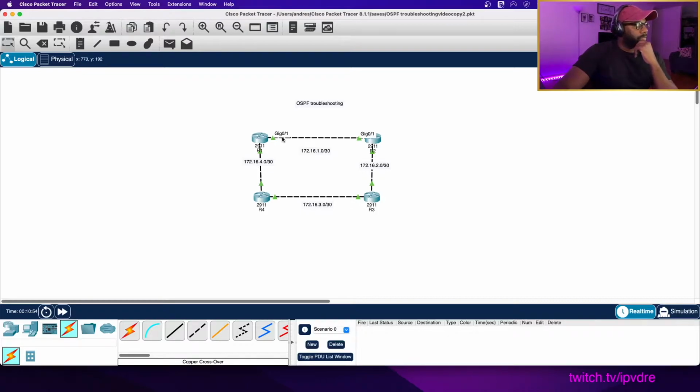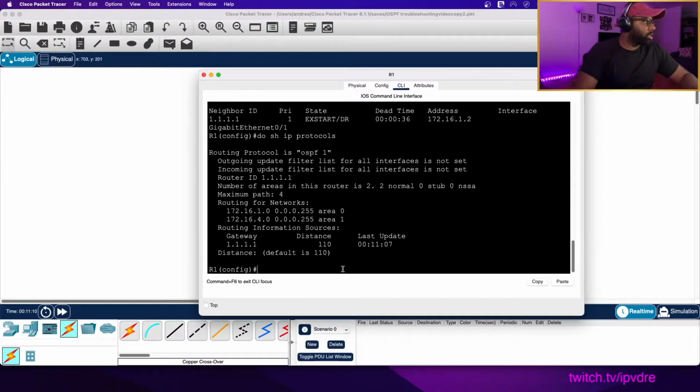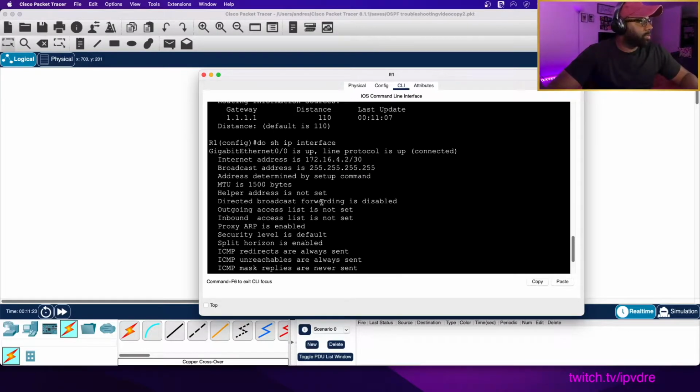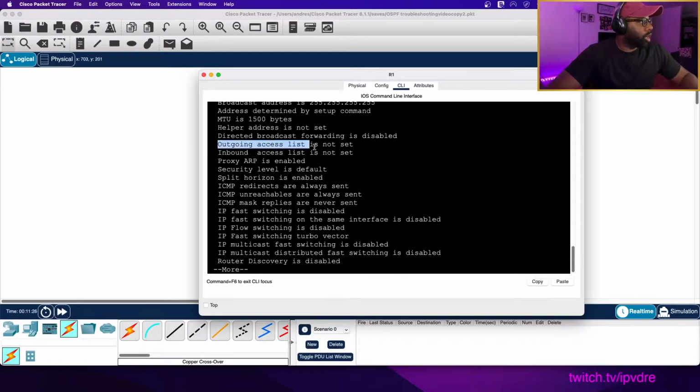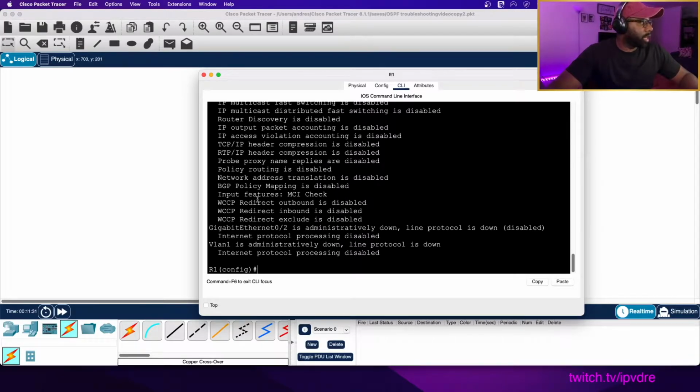We see that these Gi0/1 interfaces are in an up state, right? Let's see if we even have any access control lists configured. Do show ip protocols. Let's see, or do show ip, I think it's ip interface. Yeah, I get those mixed up sometimes. So there's no access lists, right? So let's move on, right?